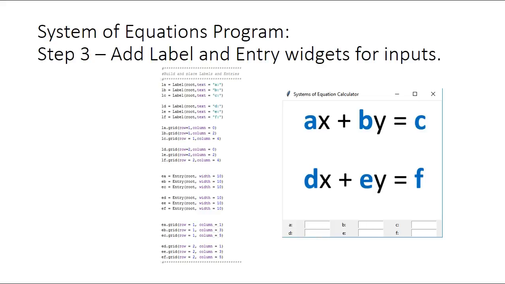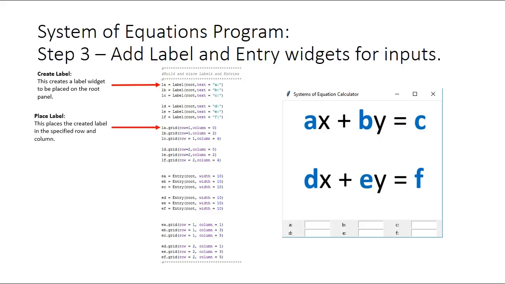And what we've then had to do is position them appropriately such that it looks nice. So right here we've created a label, and this creates a label widget to be placed on the root panel, and then there is where we've placed the label. And right there's that first label, A. Now what you'll notice is the position of that label is 1, 0.